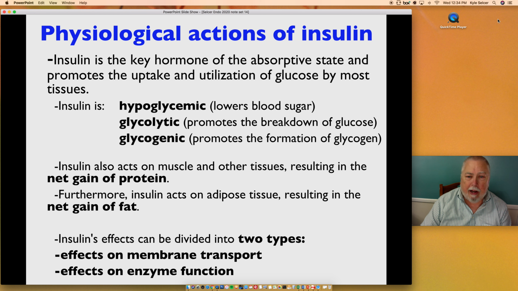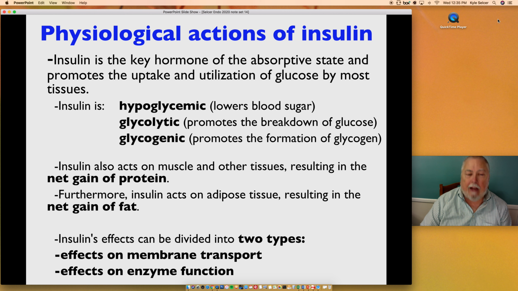It's glycogenic, which means it promotes the formation of glycogen. So you're going to break down glucose. You're going to store glucose as glycogen. And in doing so, you're going to lower blood sugar, because you're getting rid of the glucose. Insulin acts on muscle and other tissues, resulting in a net gain of protein. So you're going to take some of that glucose, you're going to take amino acids that are available around there, and you're going to build proteins.